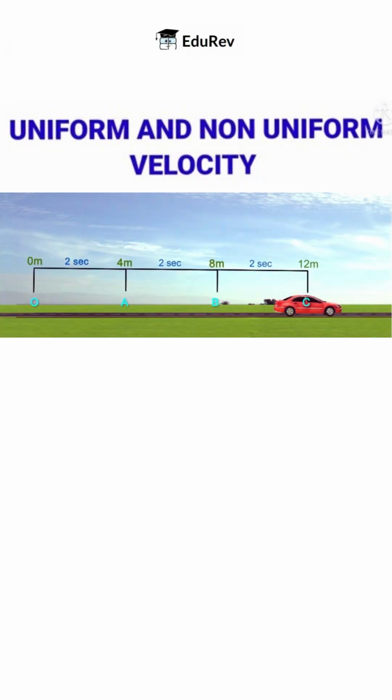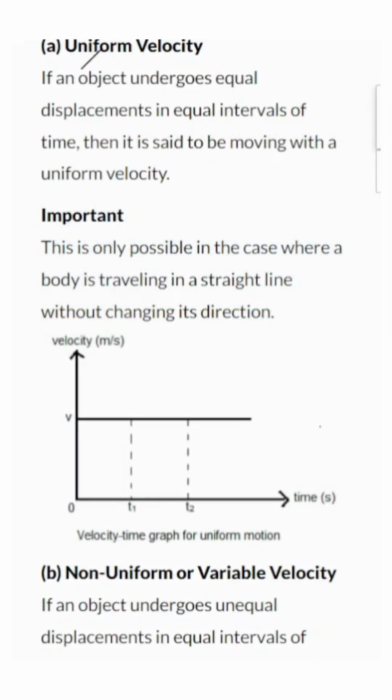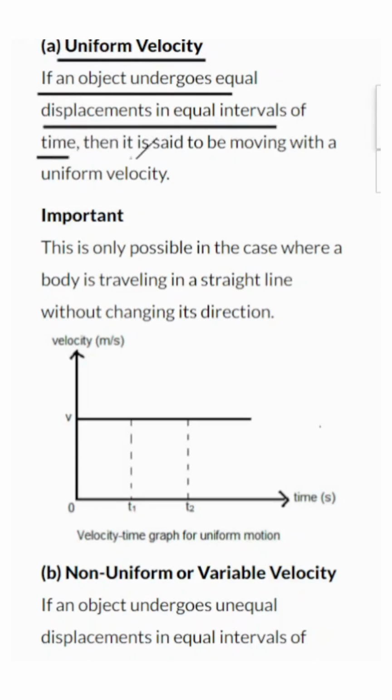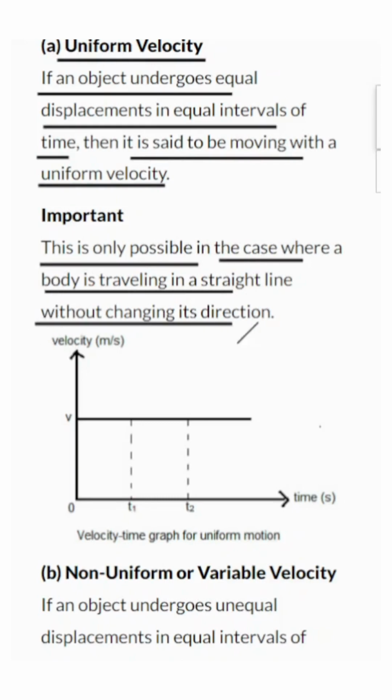Uniform and non-uniform velocity. Velocity comes in two flavors, uniform and non-uniform. Uniform velocity. When an object undergoes equal displacements in equal intervals of time, it's moving with uniform velocity. Now, here's something cool. This is only possible when a body is traveling in a straight line without changing its direction. Imagine a car moving at a constant speed on a straight highway.